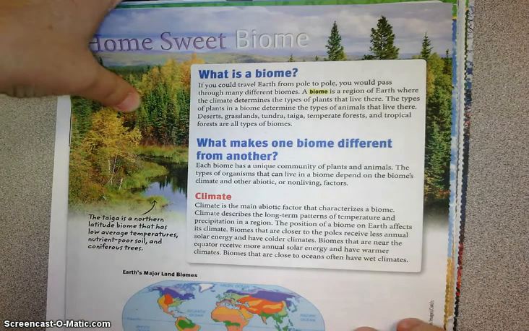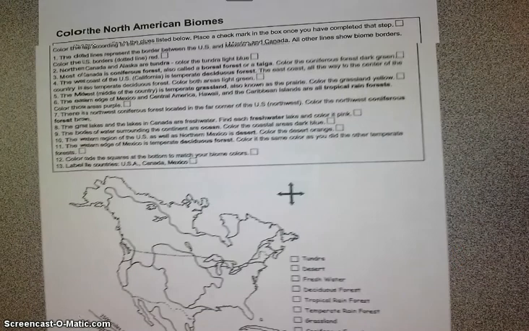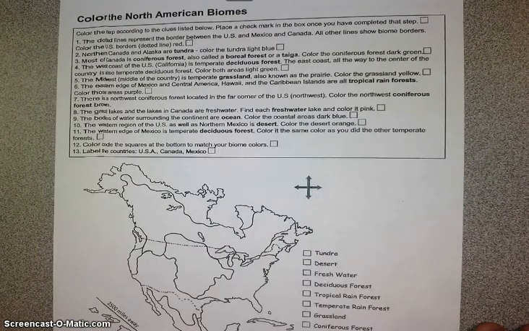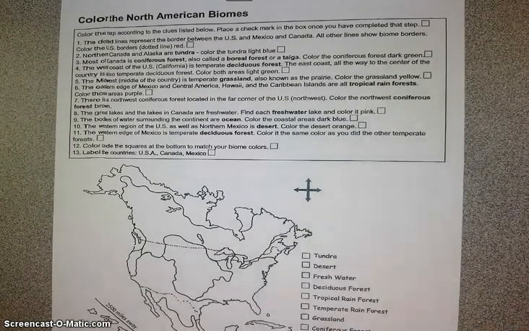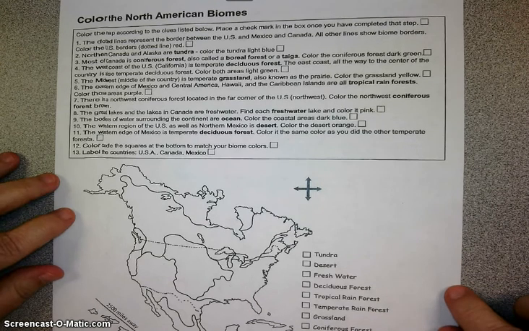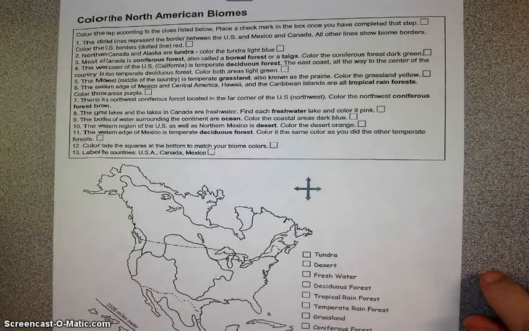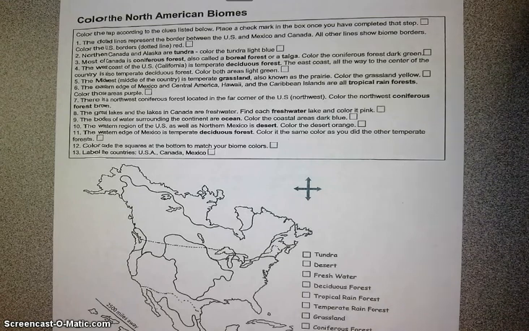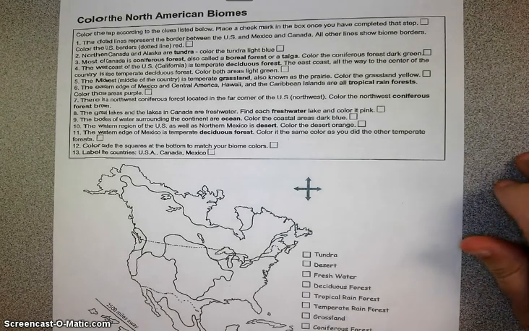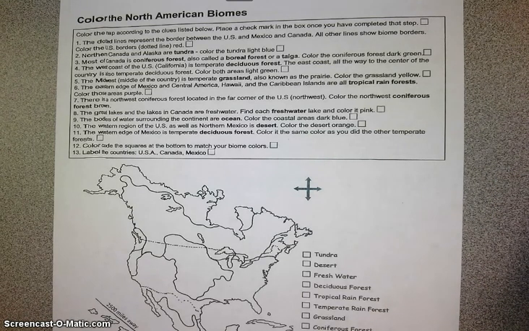So we're going to color in the biomes that are in North America. Now, is North America a continent or a country? Yep, it's a continent. In fact, it has 3 countries within it. The dotted lines represent the border between the United States, Mexico, and Canada. All of the other lines that are solid lines are biome borders.